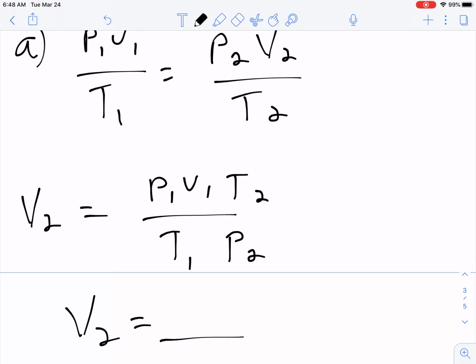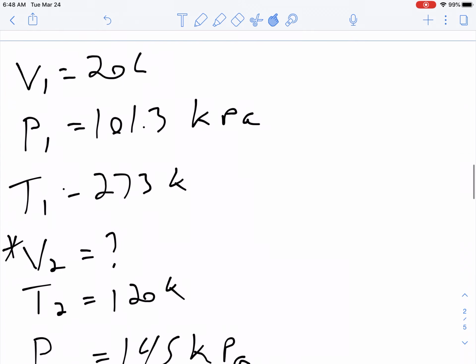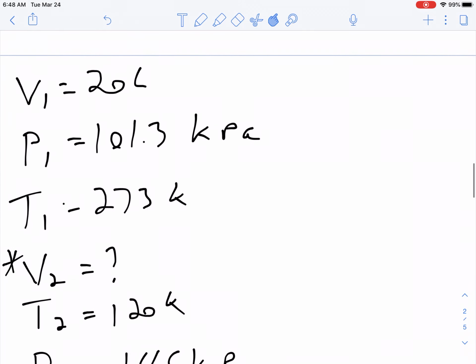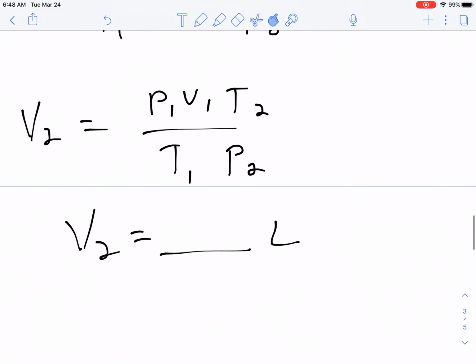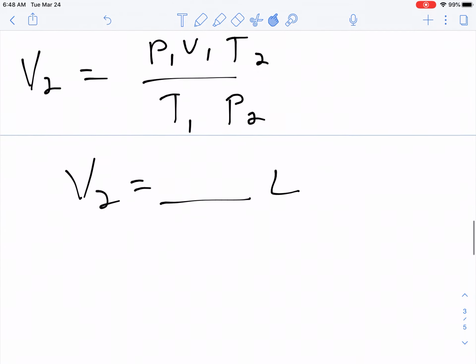I'm not going to do the calculation here, but you'll get volume 2, and that'll come out in liters because we used liters for our volume, 20 liters. Quick comment again about units. Technically, we like meters cubed for our unit. We were able to use liters because we're using ratios. So if we wanted, we can convert that to meters cubed at the end. But you've got your answer for part A.